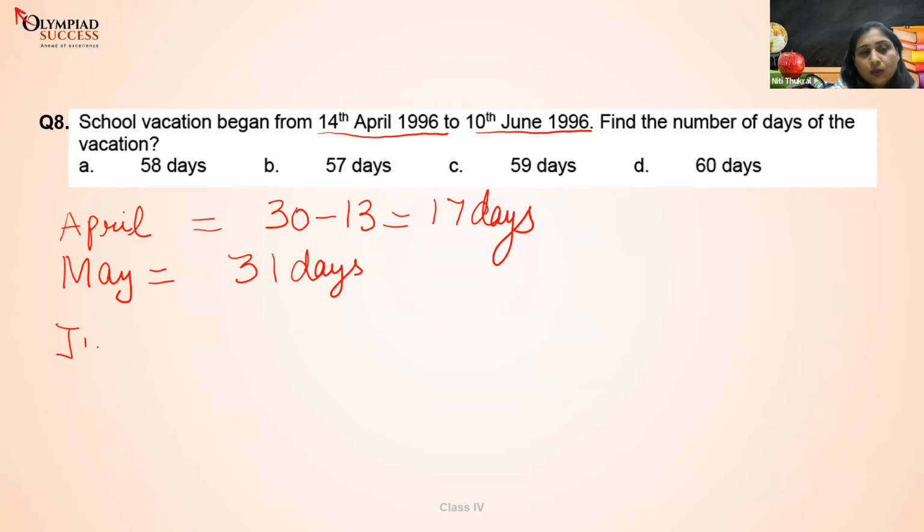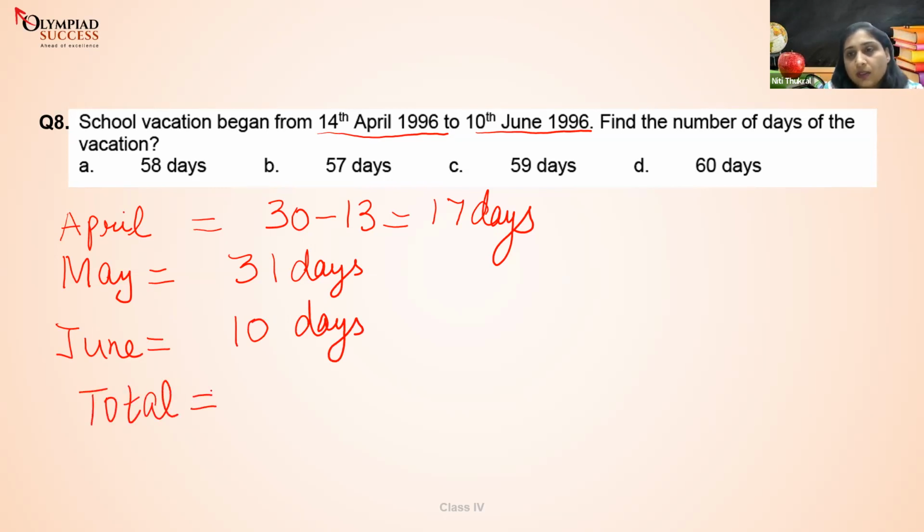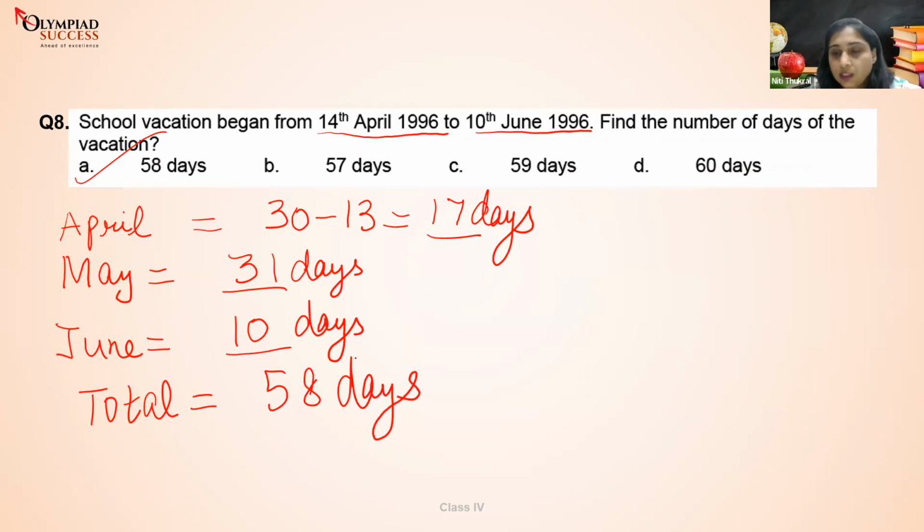Then we have June. Till 10th June, so from 11th, you have to join your school. So we will include only 10 days. And then the total, we will count it and quickly tell me the number of days. Add all these days and tell me. Yes. So you are having 58 days as your vacations. What a long vacation. Near about 3 months, my God.